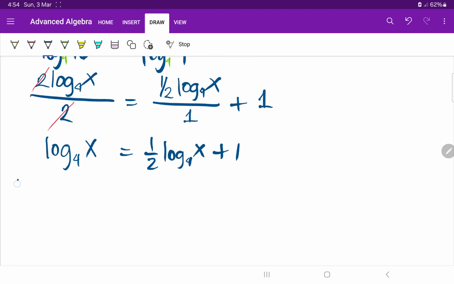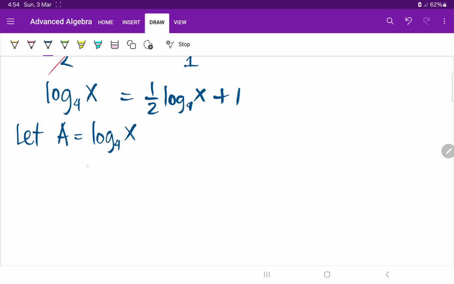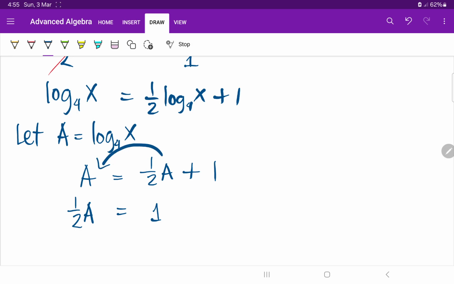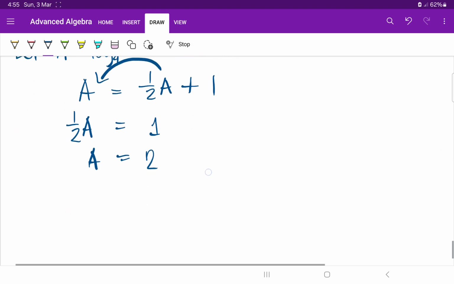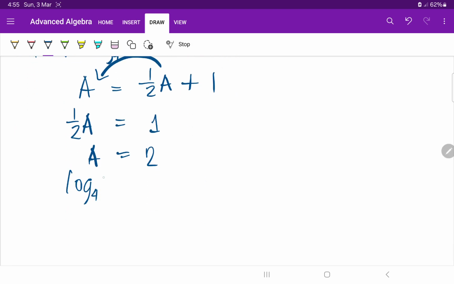Okay? So, let's try to let a equals log base 4 of x. So, ang magiging equation natin, this is a equals 1/2 a plus 1. So, yung kabila magiging 1/2 a is equal to 1. Okay, transpose lang natin to. So, a is equal to 2. But again, hindi a yung gusto natin, kundi x. So, this is log base 4 of x equals 2. Therefore, x is 4 squared or 16.